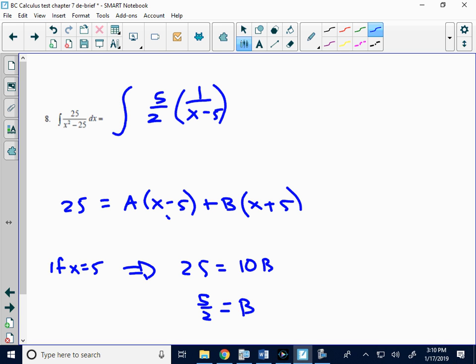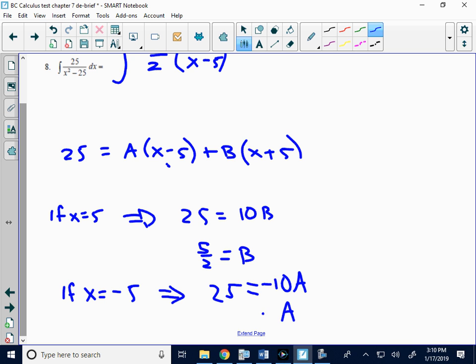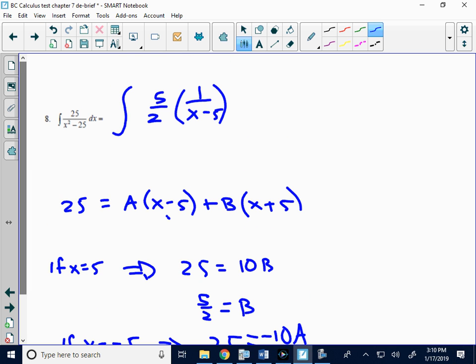And then if x is negative 5, sorry, it's been a long day, then I get 25, x is negative 5, so we get negative 10a. So a is negative 5 halves. So this would be negative 5 halves. And again, the a was over top of this.